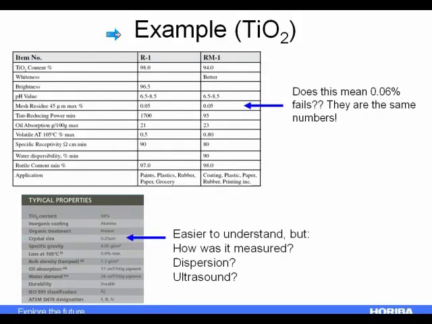I also just kind of went around on the internet and found a few example particle size specifications, and these were for titanium dioxide. And here you see the residue on 45 microns, which is obviously a mesh size. And kind of one of the thoughts I had is for this material, it passes at 0.05% is a residue on the screen. And I was wondering, does that mean if it's 0.06% you fail? Because those numbers are the same.